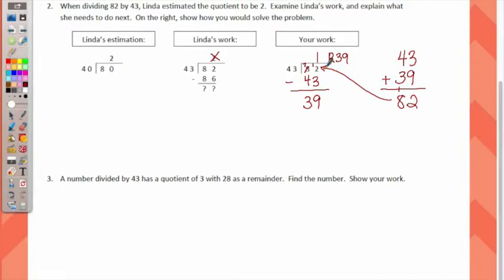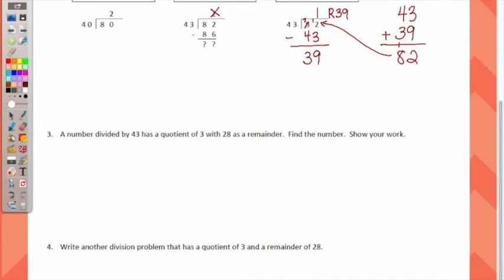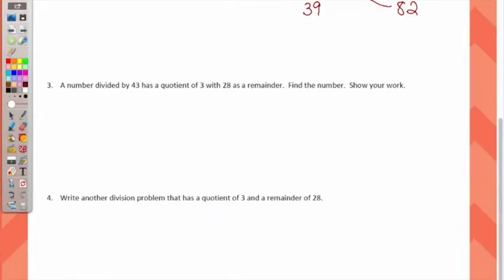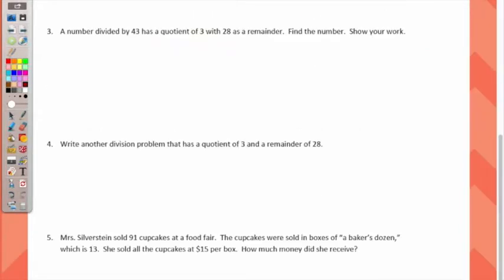Number 3 are these problems I love. And they're on your next test. Okay? So let's take a look at number 3. And as we read through this, we're going to put some things on our paper. It says a number divided by 43 has a quotient of 3 with 28 as a remainder. Find the number, show your work.